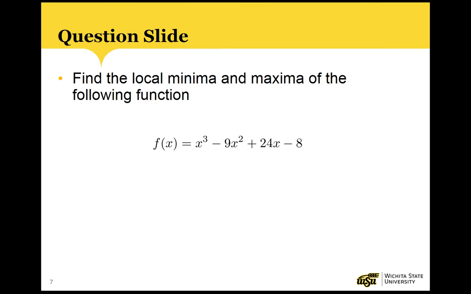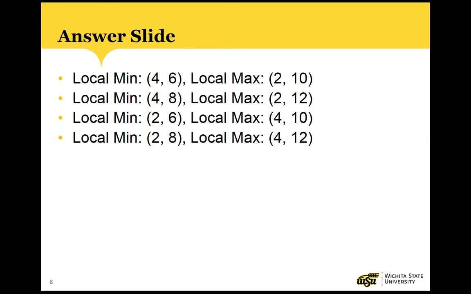What I would like for you to do now is to use what we've just learned to determine the local minima and local maxima of this function, f of x equals x cubed minus 9x squared plus 24x minus 8. Here are some potential responses.